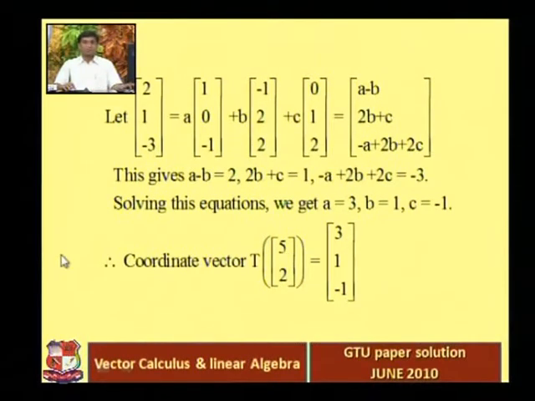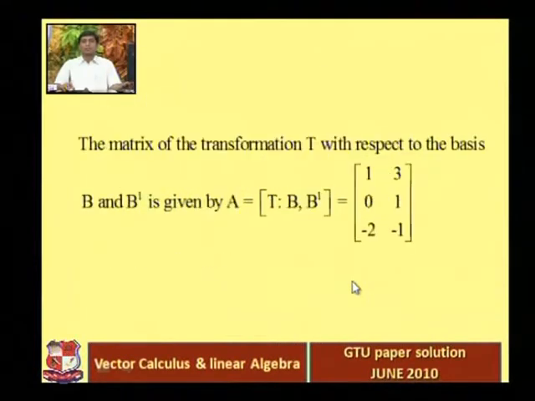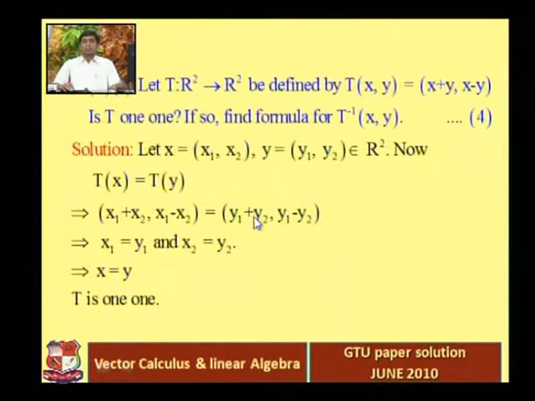So what is our first coordinate vector? 1 0 minus 2, and this is 3 1 minus 1. So that is our required matrix. First column is 1 0 minus 2, second column is 3 1 minus 1. So the matrix of the transformation T with respect to the bases B and B dash is given by A, where the first column is the first coordinate vector and the second column is the second coordinate vector, right? So here is the complete answer of this question. Next question.